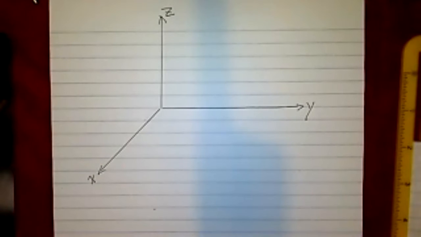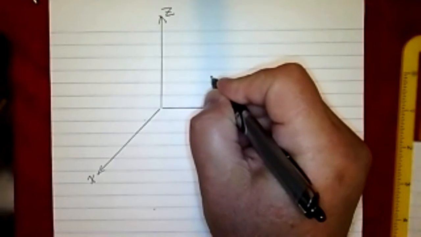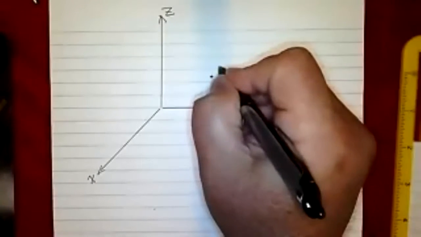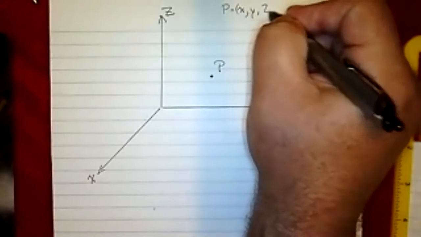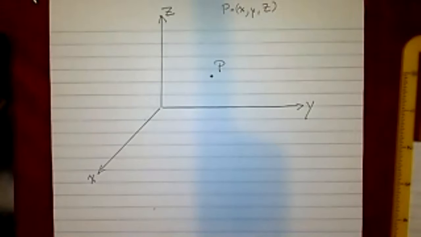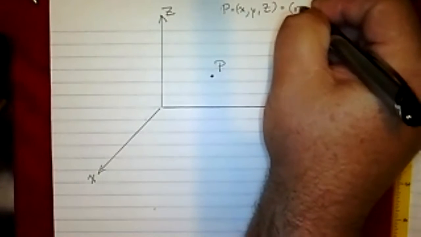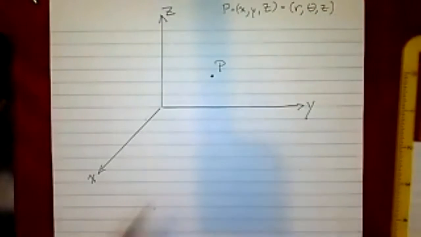So if we imagine a point in space, say right here, that point could be given the coordinates. I'll call that point P. That point could be given the coordinates X, Y, and Z. But we're going to make up another coordinate system where we say that point has the coordinates R, theta, Z. Obviously, the Z is not going to change, but the R and theta are going to be quite a bit different. So how do we do it?